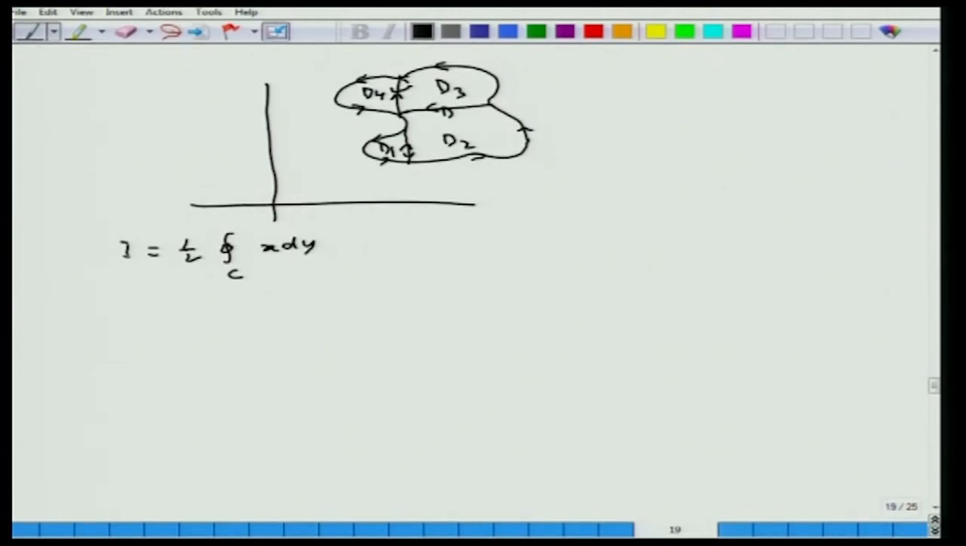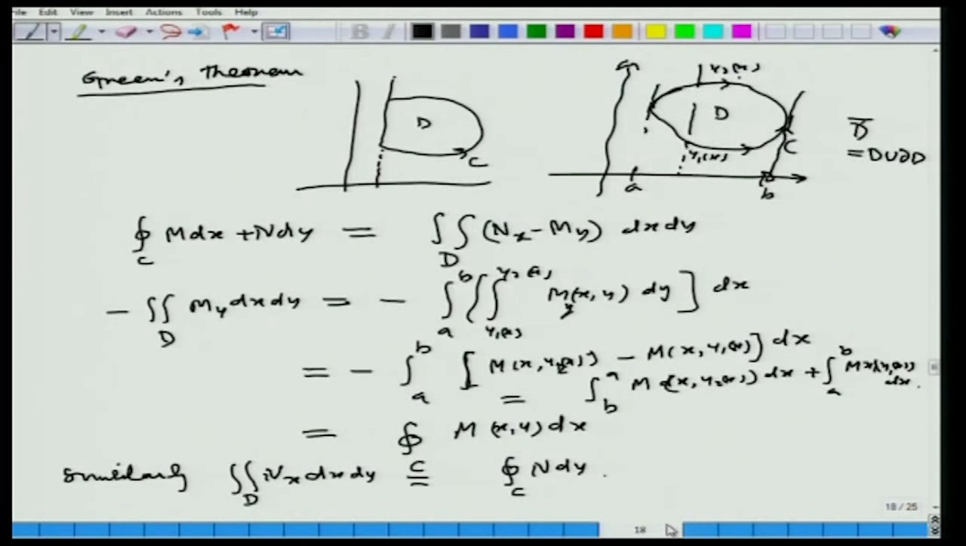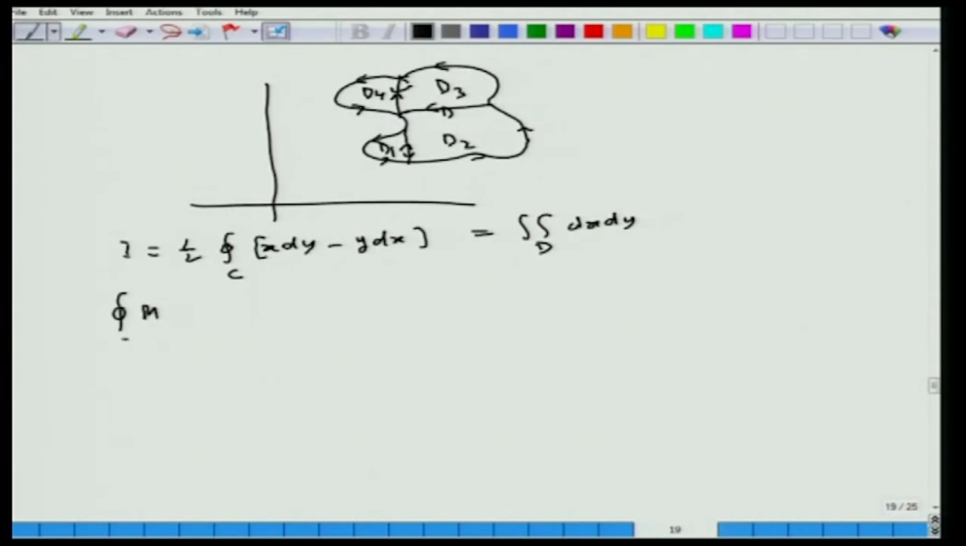Now, to see that this gives you the area, the integral over D of dx dy, recall what we have from Green's theorem. If we write the integral over the closed curve C of m dx plus n dy equal to the double integral over D of n_x minus m_y dx dy, here we take n_x minus m_y equal to 1.